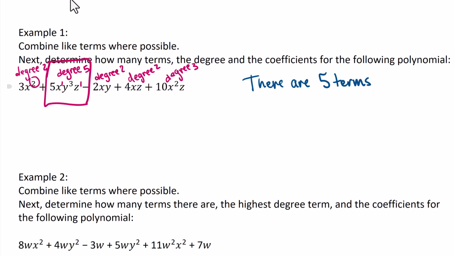5xy cubed z. The coefficients for the following polynomial are 3, and that's a positive 3 because there's no negative in front, positive 5, negative 2, positive 4, and positive 10. So we were asked to determine how many terms. There are 5. The degree is 5 because the polynomial's highest degree term is 5, and the coefficients. So we highlighted those.